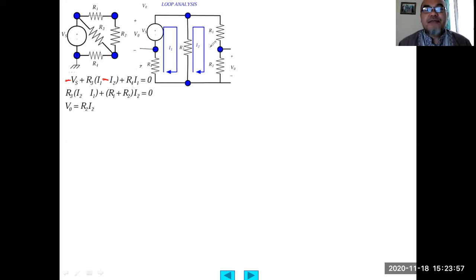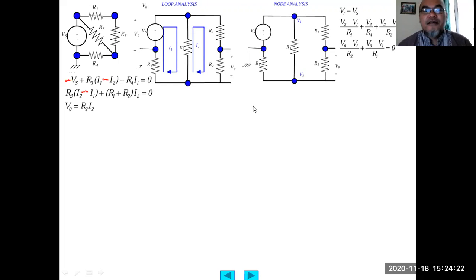So on the second loop, R3 times (I2 minus I1) plus (R1 plus R2) times I2, because they are in series, equals 0. And V output, the value that we want to find, equals R2 times I2. Okay.